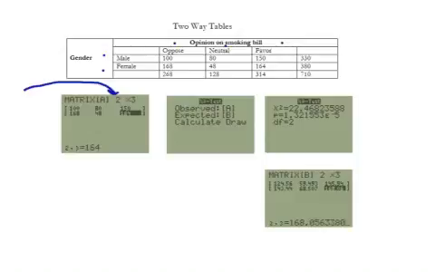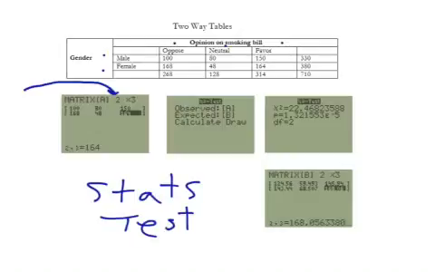Next you'll go to stats, tests, scroll down till you see the chi-squared test, not the goodness of fit, but just the chi-squared test, and choose A, matrix A for observed. B will be computed when you calculate. So we'll run down here, we'll hit the calculate command.